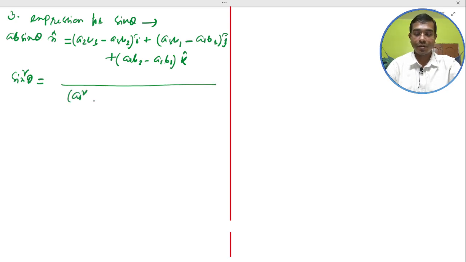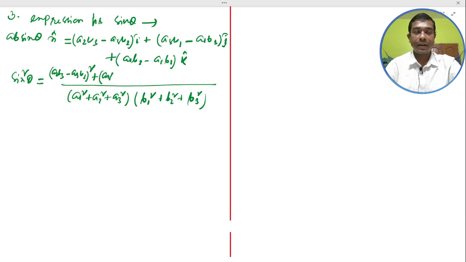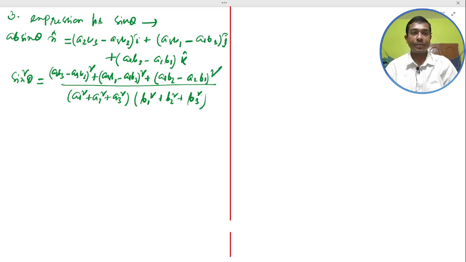numerator A1 square plus A2 square plus A3 square into B1 square plus B2 square plus B3 square, and in the numerator (A2 B3 minus A3 B2) whole square plus (A3 B1 minus A1 B3) whole square plus (A1 B2 minus A2 B1) whole square. This will become the expression of the sine theta. Next, some important notes.